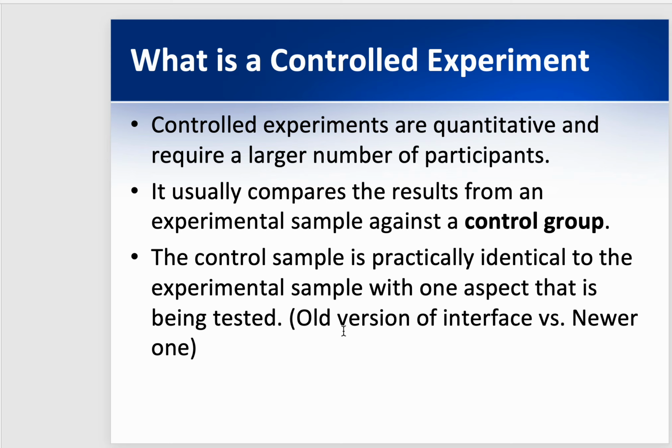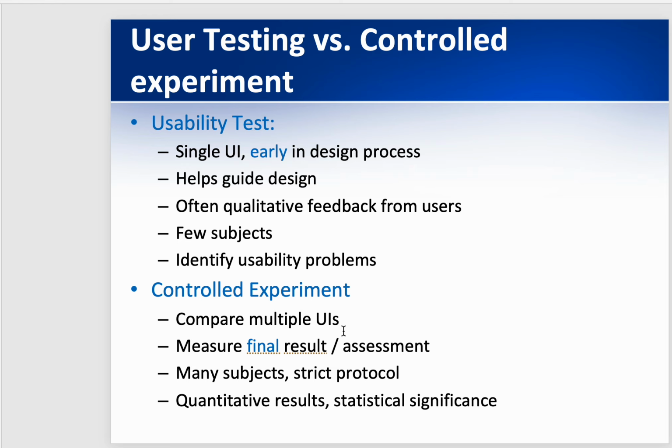Now, a controlled experiment is different than usability testing. Controlled experiments are more quantitative and require a larger number of participants, and you often are comparing something to a control group, like the typical way you did something, or a previous system, against your new one. So what's the difference when you hear terms like user testing or usability testing and controlled experiment? Usability testing is done early. It has one interface early in the process, and it helps guide the design. It's often qualitative feedback from users, with very few subjects. You don't really need a lot. You can probably do it with 5 or 6. If you want to use the System Usability Scale, you might need more, like 12, but it's really not large numbers, and you identify usability problems.